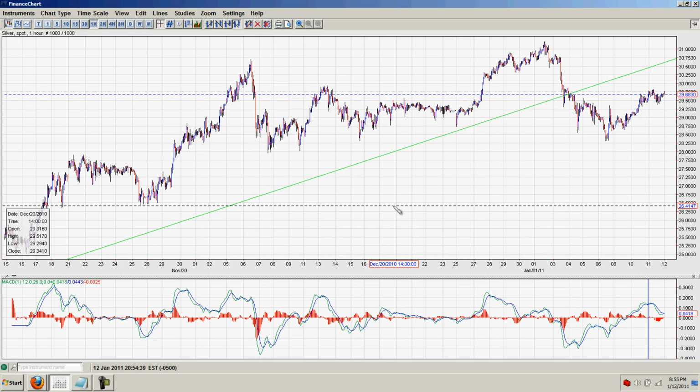Not a lot going on. We're hoping to get through 30. We'll see if we round off and turn down for a little bit or consolidate and then go higher.